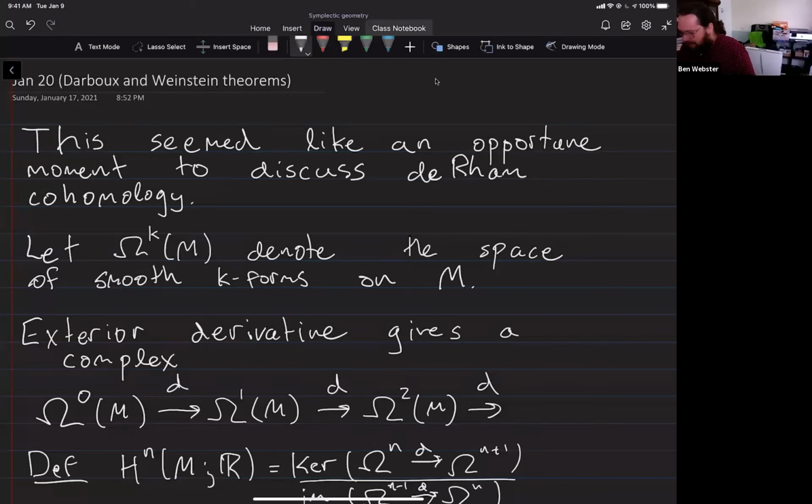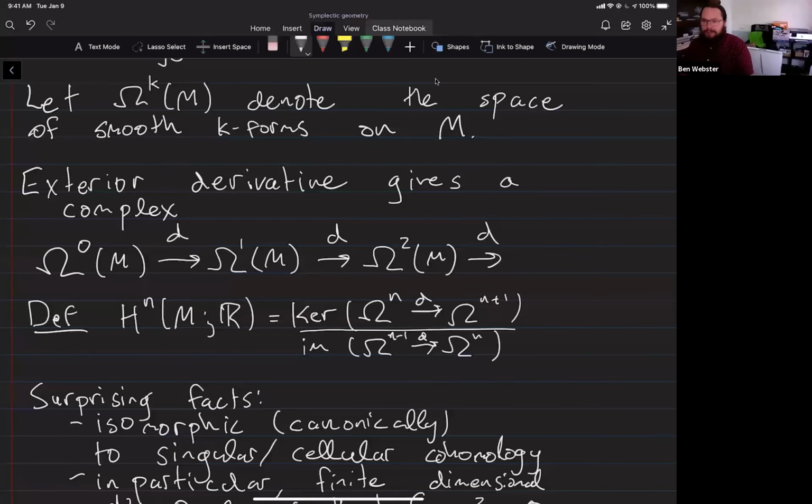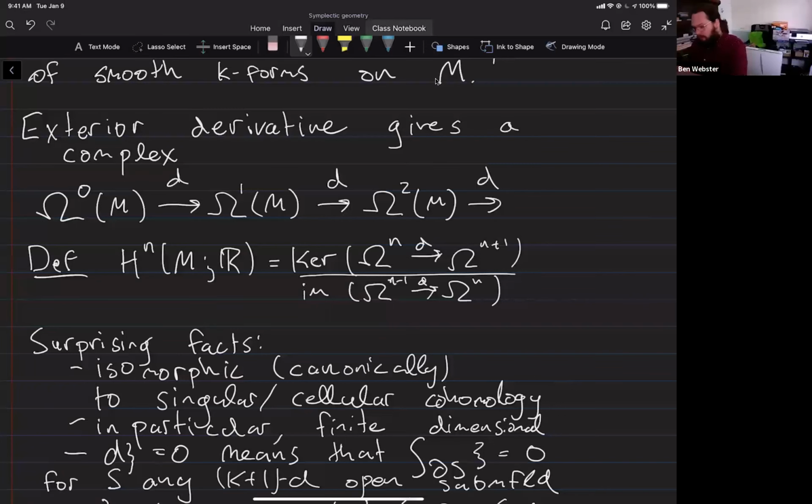So you start with a smooth manifold, and you look at the space of smooth K forms on that manifold for all K. And then you have this operation of exterior derivative, which sends a 0 form to a 1 form to a 2 form, etc., and has this very important property that when you do it twice, it becomes 0. So this is somehow dual to the operation of taking boundary of a submanifold.